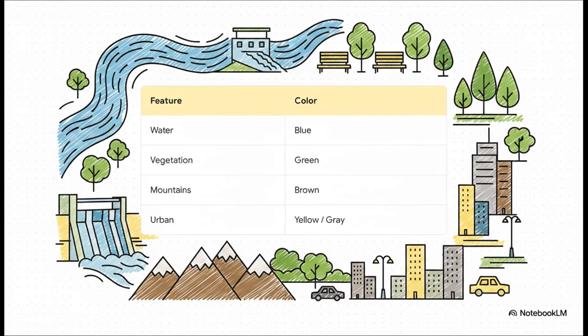All right, check your expedition notes against this. The logic is wonderfully simple. Water features like rivers and dams are always blue. Lush vegetation, like your parks and forests, naturally get green. Elevated areas, so mountains, are colored brown, and those bustling, built-up urban areas, they're marked in yellow or gray, representing all that concrete and city lights.